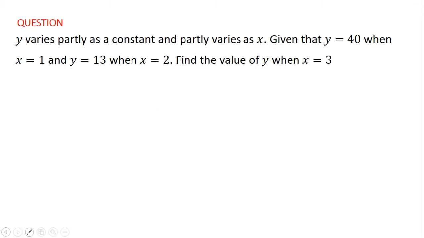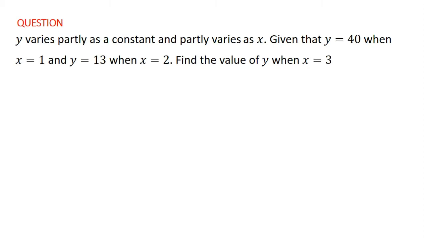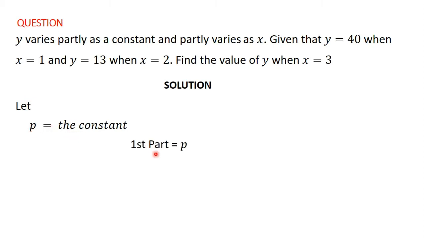So we can see clearly from here that our variation is in two parts. So this is a partial variation. The first part of our variation is a constant. And the second part, we are being told that y varies as x. So for the first part, we have a constant. So let's say that we are going to represent the constant with p. So let p equal the constant. That means that the first part of the variation is p, since the first part is a constant.